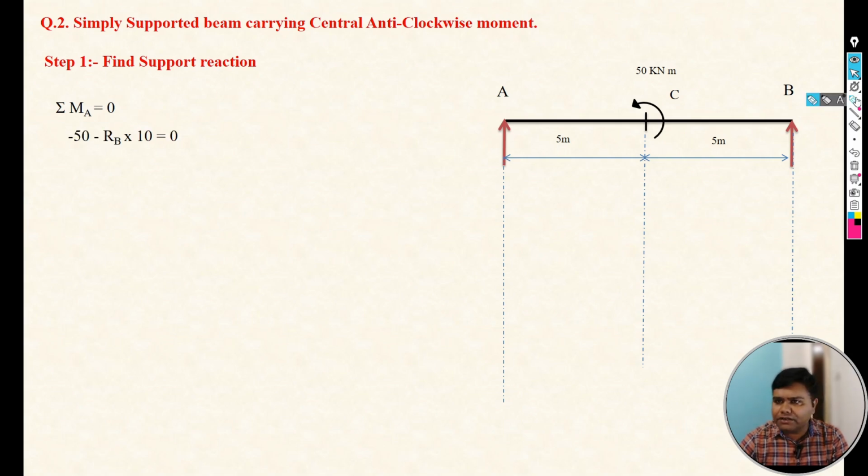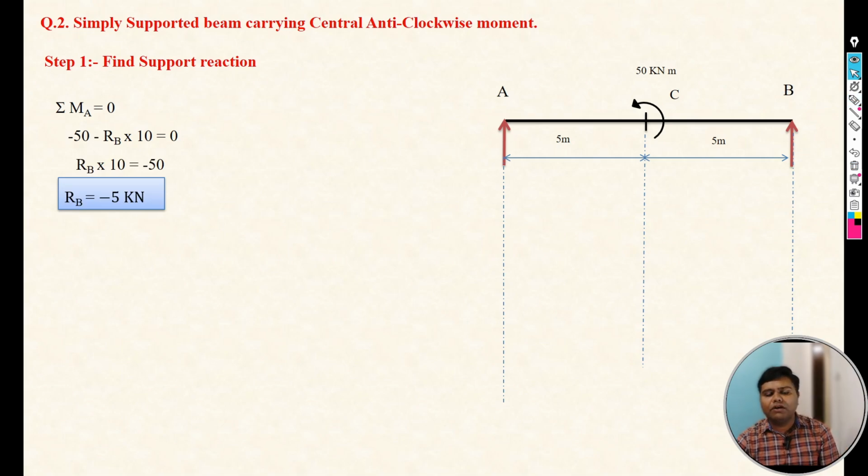Now see, here again we are considering clockwise moment as positive. Here the moment is anti-clockwise, so minus 50. Then Rb, that moment is also anti-clockwise, so it is also negative. So minus Rb into 10, because we are taking moment at A point. So minus 50 minus Rb into 10 equals 0, where Rb is equal to minus 5 kilonewton. Now we have calculated the reaction at B point. So support reaction at B point is minus 5 kilonewton.